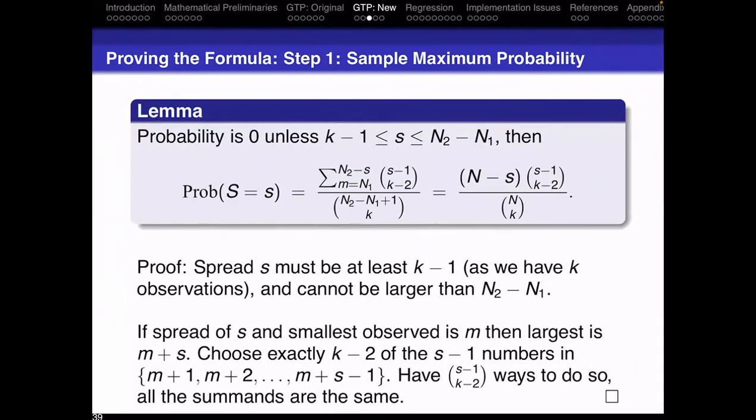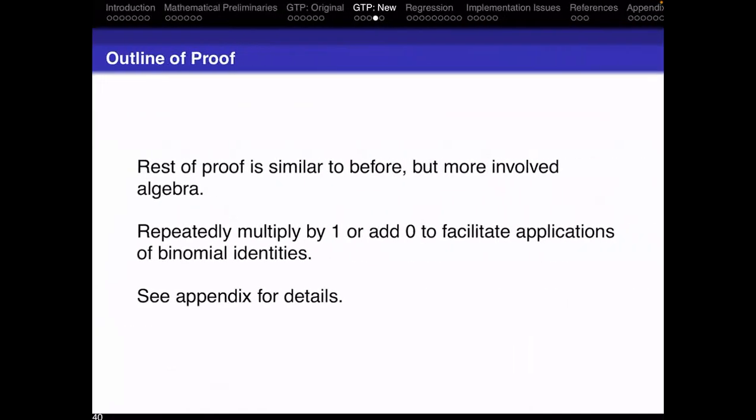But we now have to calculate what is the probability that the spread equals S. And the formula you can see is a little bit more involved. It's not horrible, but it has a little bit more S dependence. And that's going to mean the algebra will be a little bit more painful, but it's not too bad. All right, so I'm not going to go through the details. You have to repeatedly multiply by 1 or add 0 in clever ways to facilitate applying binomial identities.